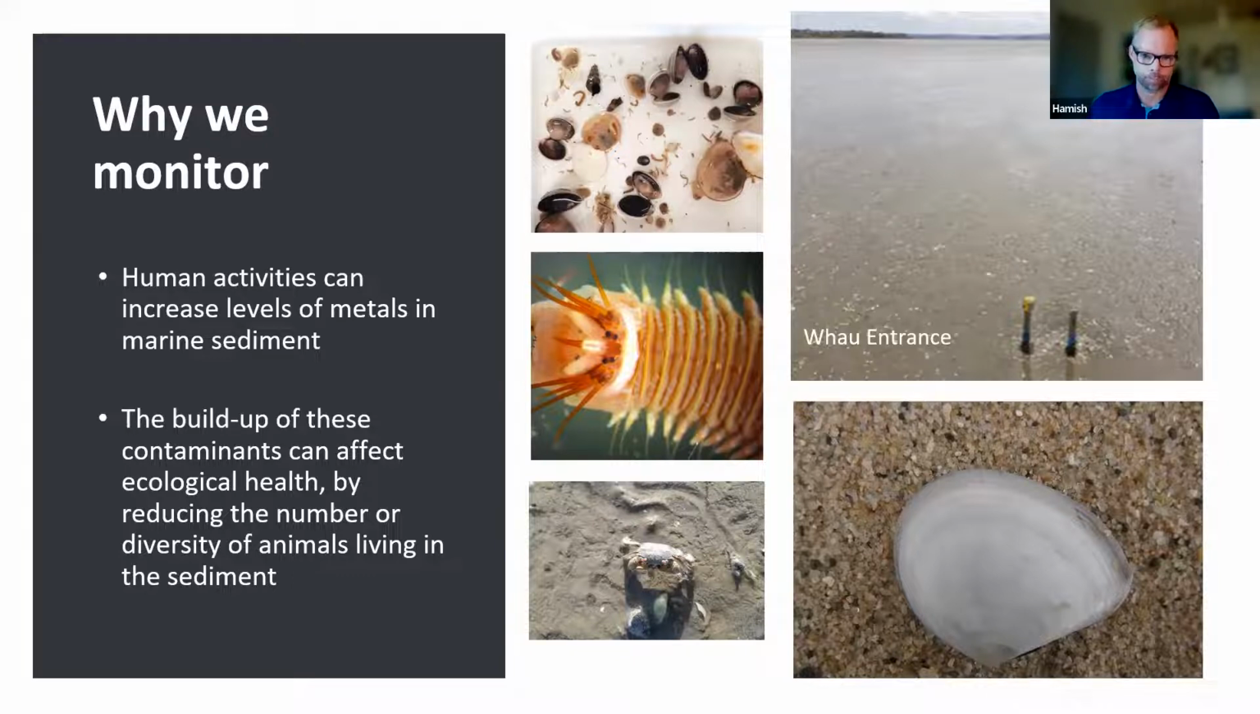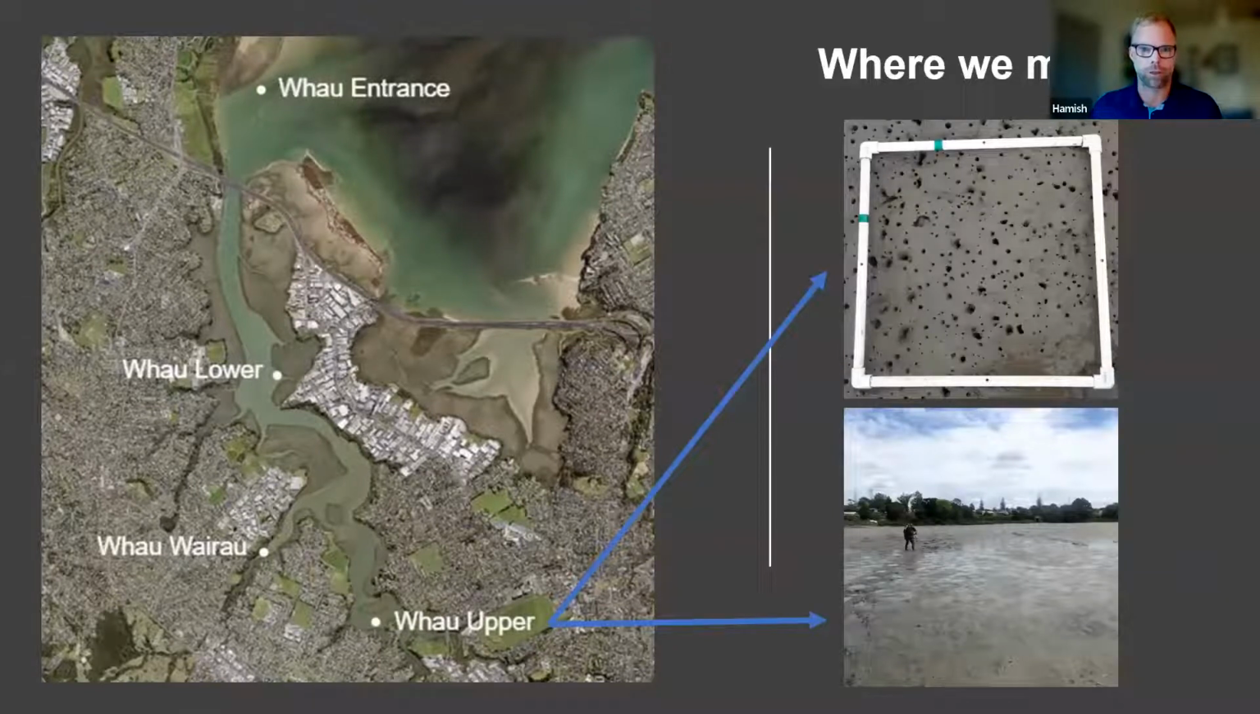Next slide. So where do we monitor? So we do this monitoring at 3 sites in the Whau and 1 site at the entrance. So we have sites in the upper, middle, and lower reaches. We monitor in those sort of clear, open areas in the intertidal area. So that's the area that gets periodically covered and uncovered by the tides.